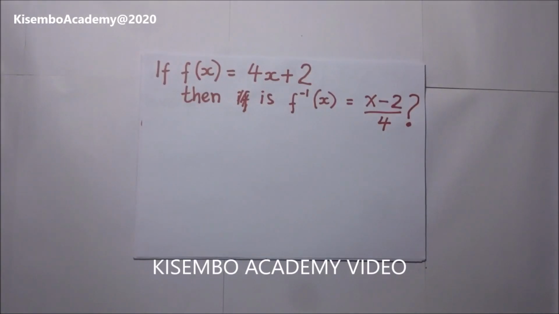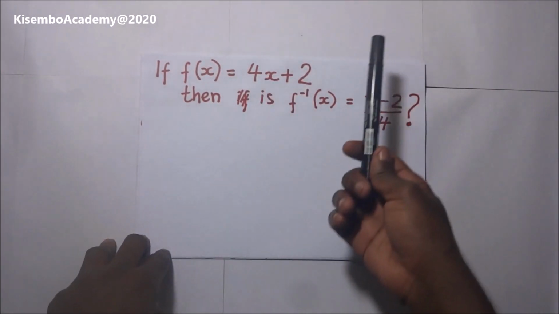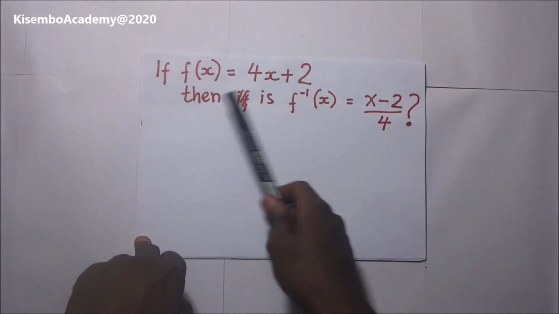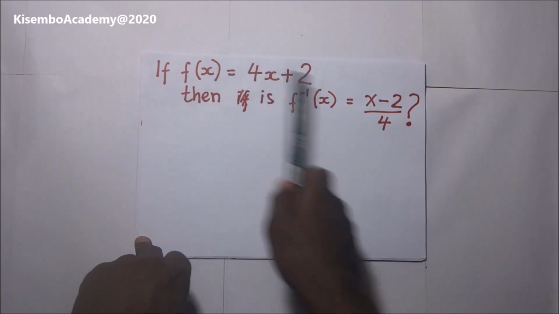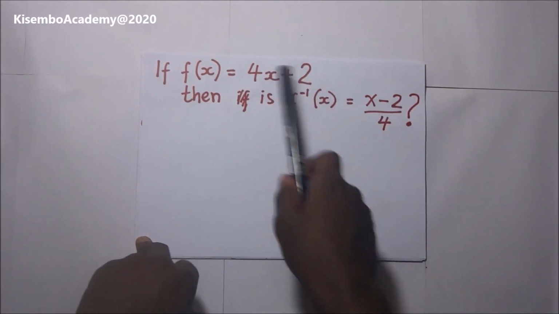To illustrate that further, we have this function: f of x is equal to 4x plus 2. The question is asking, if f of x is equal to 4x plus 2, is the inverse of this same function given as x minus 2 over 4? We need to prove that this is true.